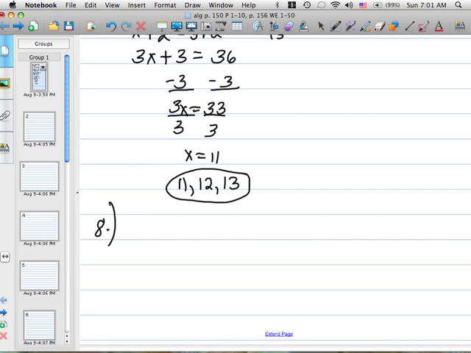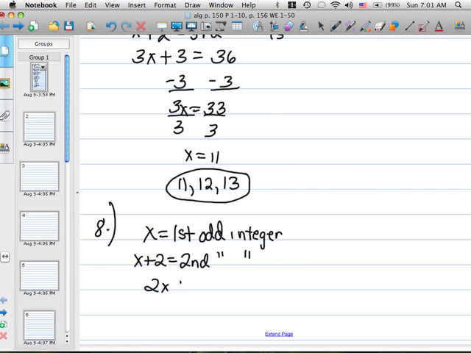Problem number 8, find 2 consecutive odd integers whose sum is the cube of 4. So going back, it's consecutive odd, so x equals the first odd integer. Odd integers go up by 2, so x plus 2 equals the second odd integer. And they said their sum, so add them together, 2x plus 2, is the cube of 4. And the cube of 4 is 64.